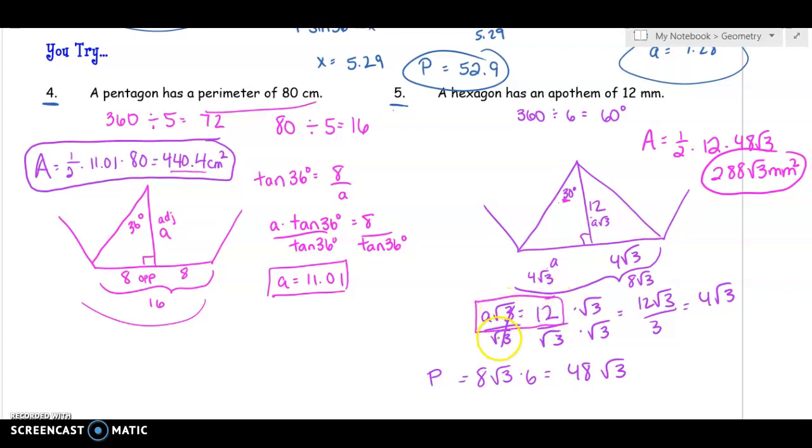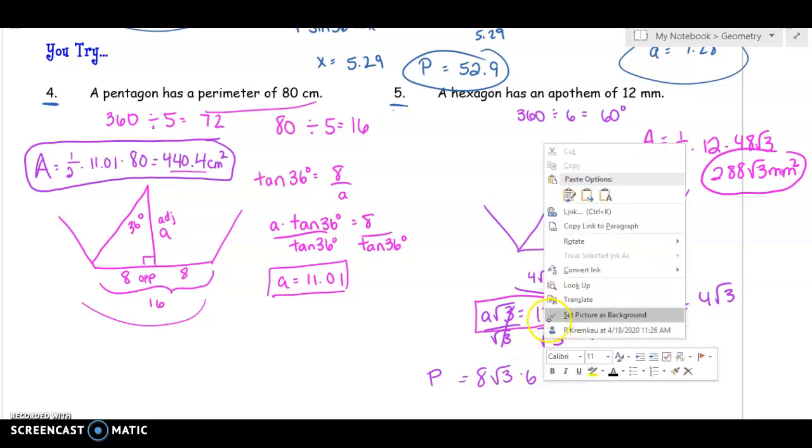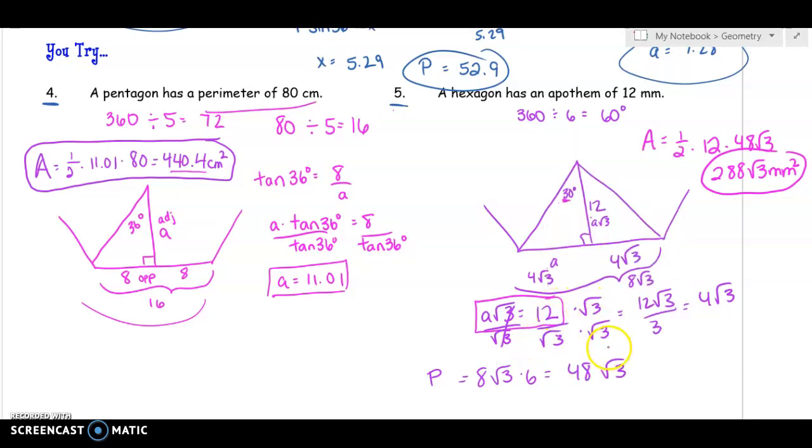To get rid of the root 3, I divided by root 3, and then I have to rationalize. Multiply the top and bottom by root 3. Reduce, I get 4 root 3. Perimeter then is going to be 4 root 3 plus 4 root 3, that's 8 root 3, times 6 sides, you get 48 root 3. 1/2 times apothem times perimeter, you get 288 root 3.